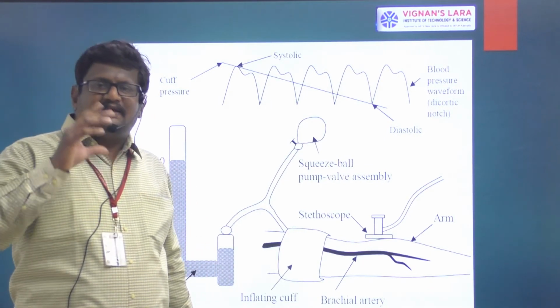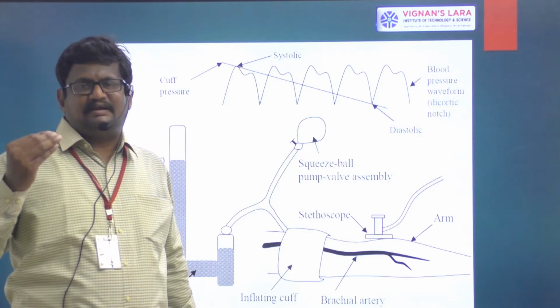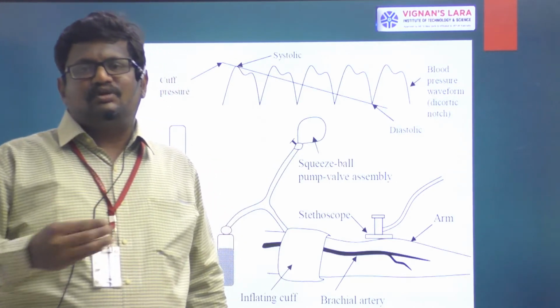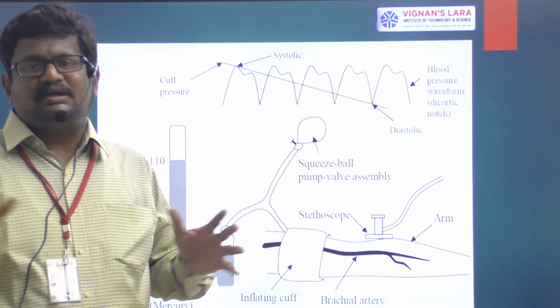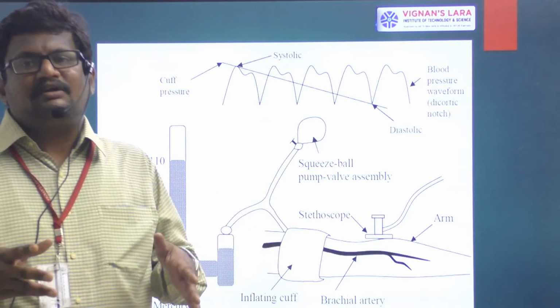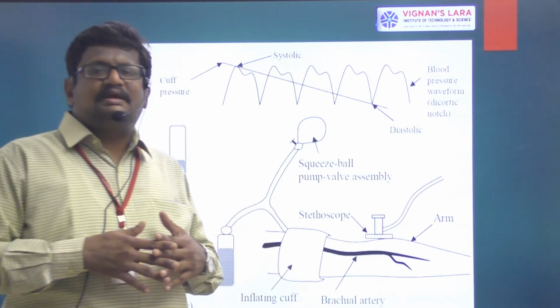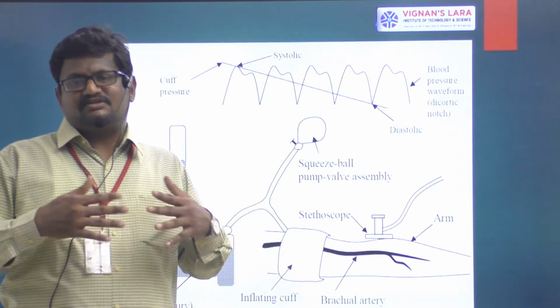And the cuff is deflated further. After a certain pressure, the blood starts to flow without any hindrance. So the Korotkov sounds are no longer heard. That point of pressure is said to be the diastolic pressure. So this is the indirect BP measurement procedure we discussed yesterday.